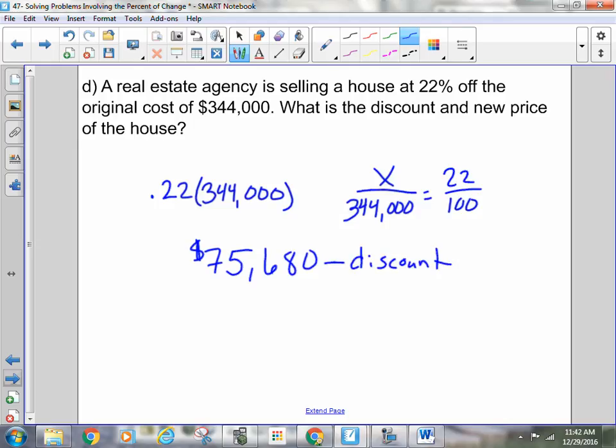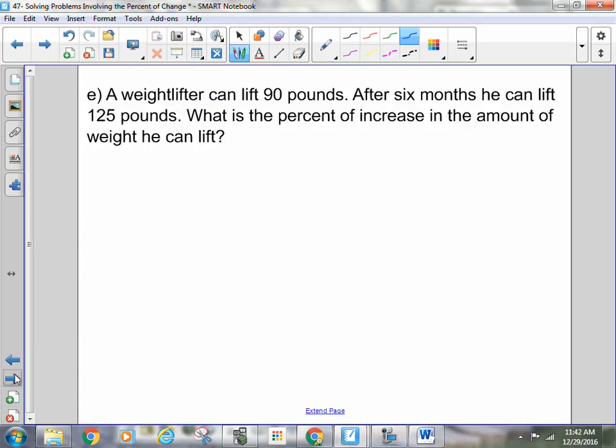So now I want you to take your original price and subtract that amount to find my new price. If you're listening, you'll find that your new price ends up being $268,320. All right, almost last one. A weightlifter can lift 90 pounds. After 6 months, he can lift 125 pounds. What's the percent of increase in the amount of weight he can lift?